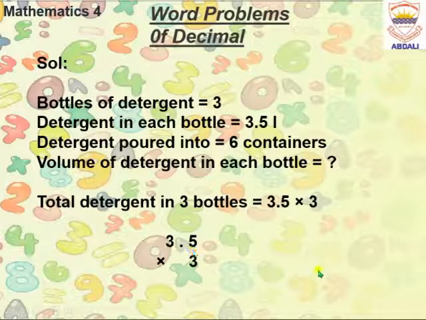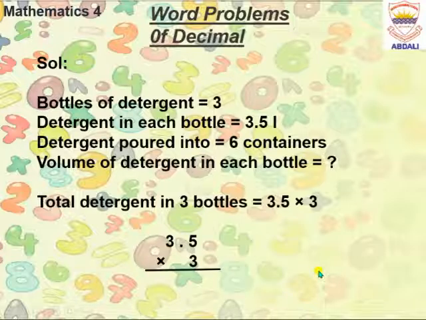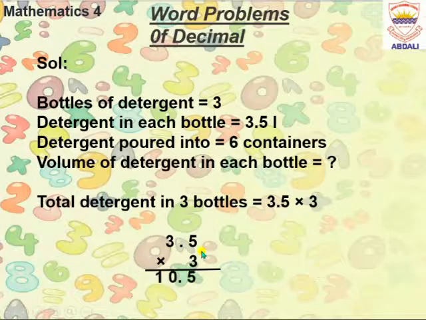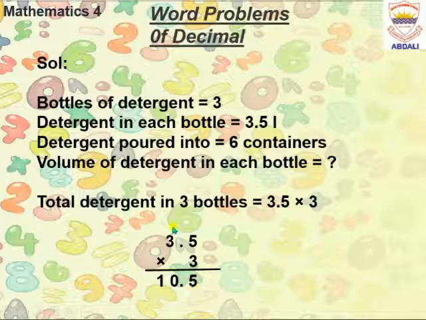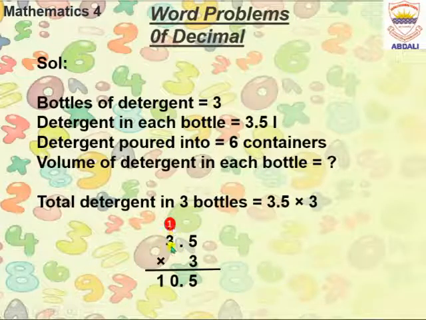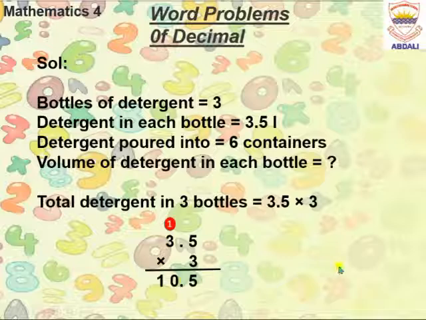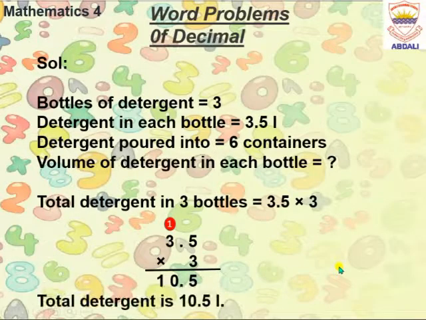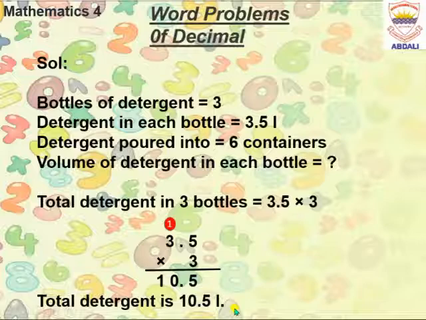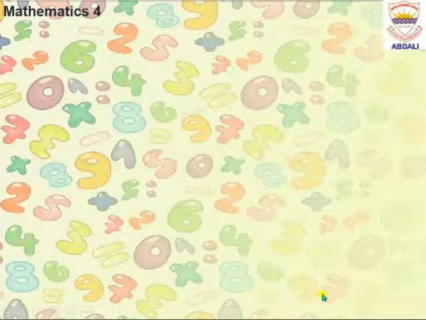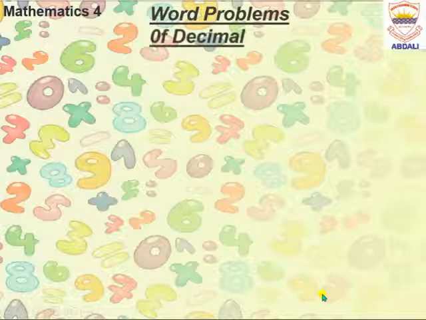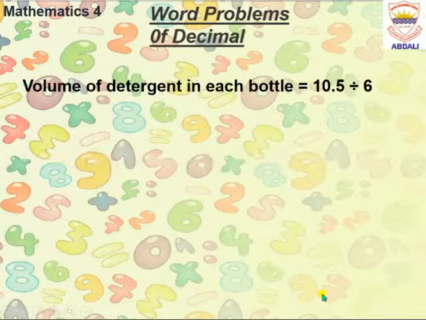Let's do the multiplication. 3.5 multiplied by 3. So 3 5s are 15. 5 will be written here and 1 will go to the carry at the ones place. 3 3s are 9. 9 plus 1 is 10. It means the total amount of detergent is 10.5 liter.